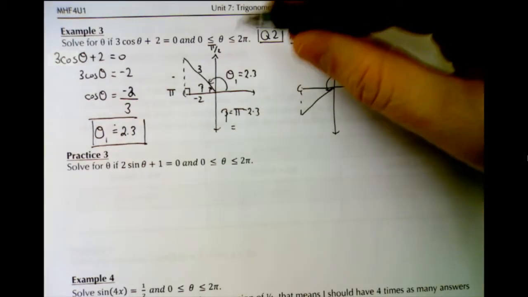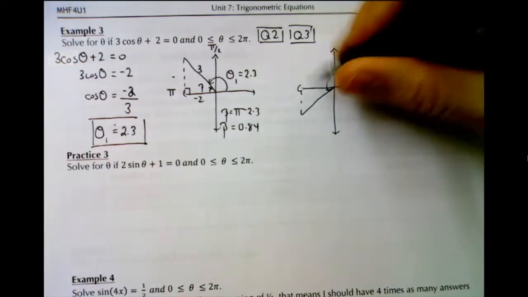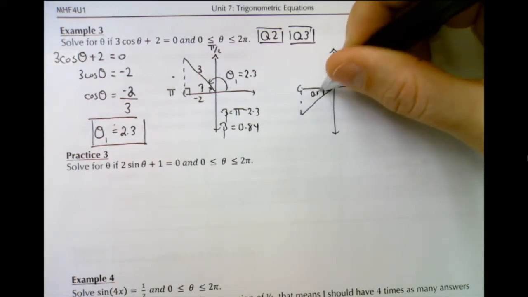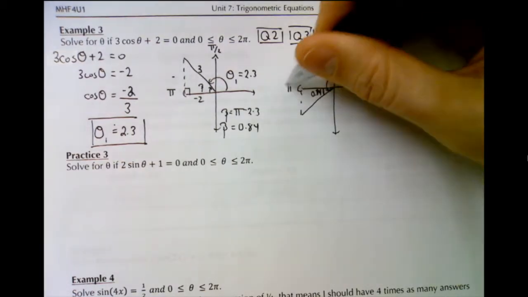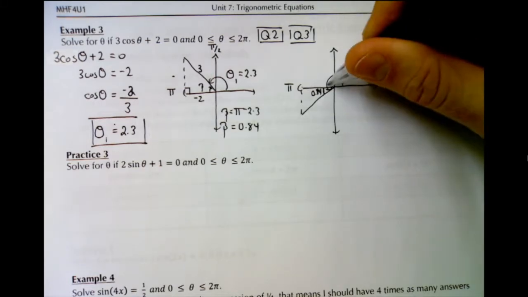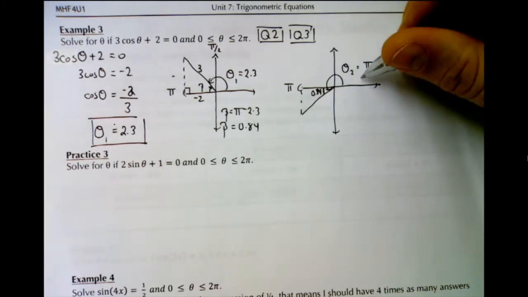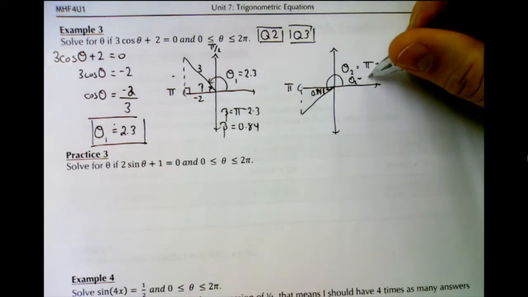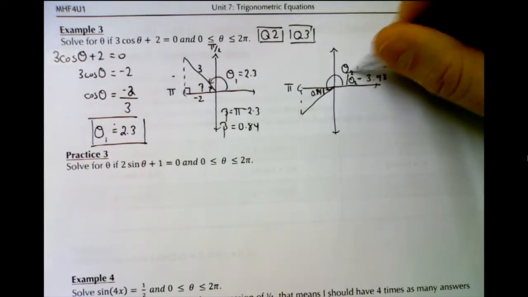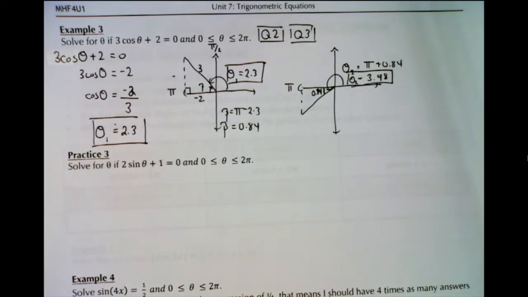3.14 minus 2.3 is 0.84. So our beta is 0.84. That's what this angle here is. Like I said, no matter what quadrant we graph in, that 0.84 will always be that inside angle. And that helps us find our theta 2, because theta 2 would just be pi plus 0.84. 3.14 plus 0.84 is 3.98. Our first one was 2.3. So there's our two answers.